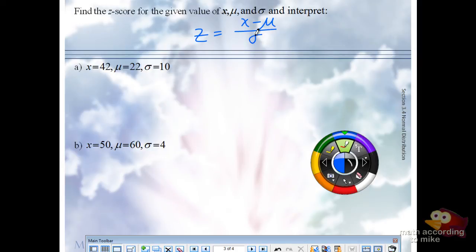So in part A, these values could mean anything. Like x could be ages. They could all be ages. They could all be income in thousands. Whatever. It doesn't matter. So the normal problem value is 42. The z will tell us the standard normal problem. And all you do is you plug it in. So z will equal x, 42, minus mu, 22, over sigma, 10.